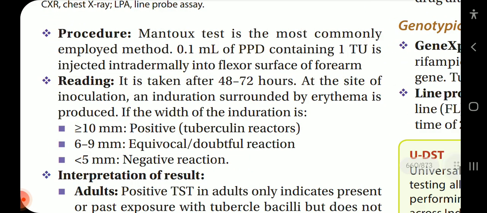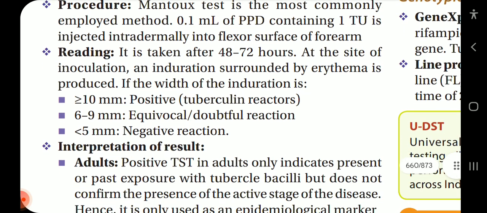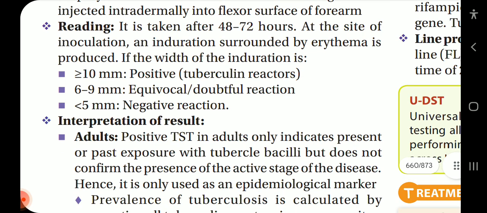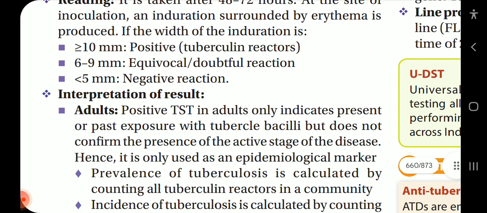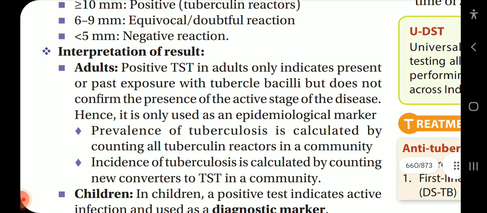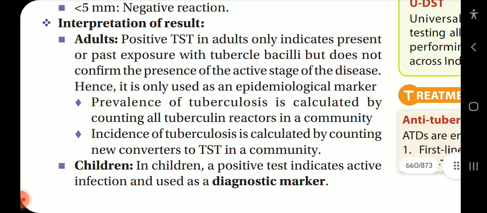Now the procedure for the same: Mantoux test is the most commonly employed method. 0.1 ml of PPD containing 1 TU is injected intradermally into the flexor surface of the forearm, as in a delayed hypersensitivity test of TB. Reading is taken after 48 to 72 hours at the site of inoculation, where induration surrounded by erythema is produced. If the width of induration is more than or equal to 10 mm, it is a positive tuberculin reaction. 6 to 9 mm is equivocal, a doubtful condition, and less than 5 mm is a negative reaction.